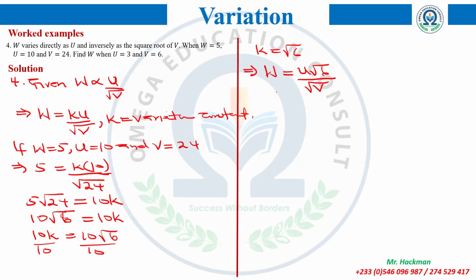So now, the final part. Therefore, W is equal to. Won't you extract any values? If U is equal to 3, V is equal to 6.